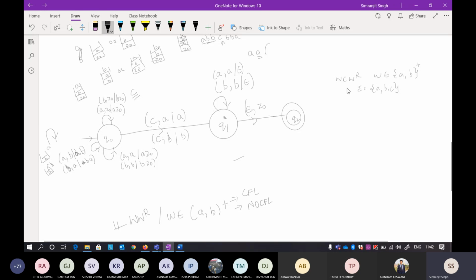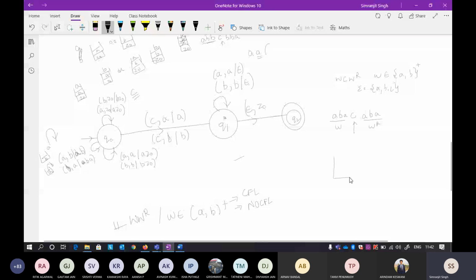Now in this particular question, if I use a symbol like AB, then there will be a C in between and then there will be a WR, it will be like ABA. Whatever is written here as W, it will be the reversal of it. Due to this symbol, I came to know that now we have reached the center. Now I will start popping.